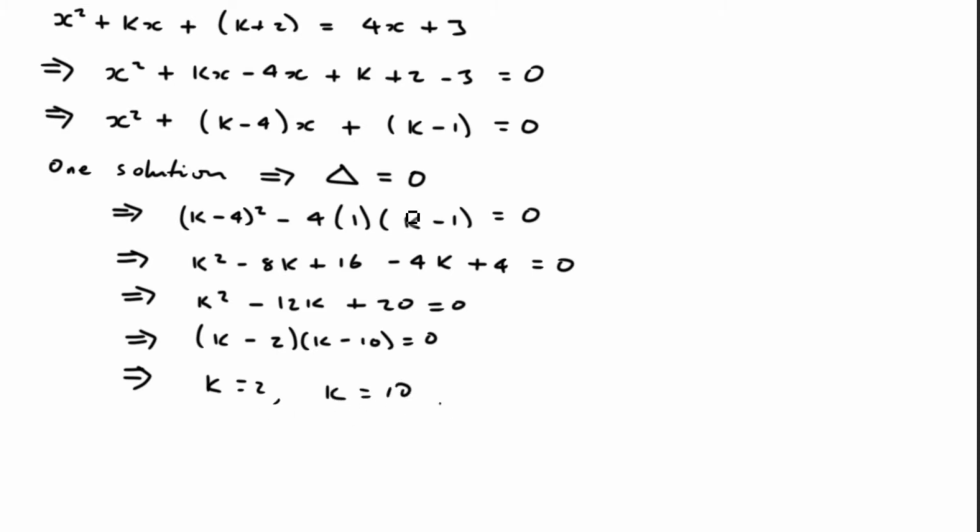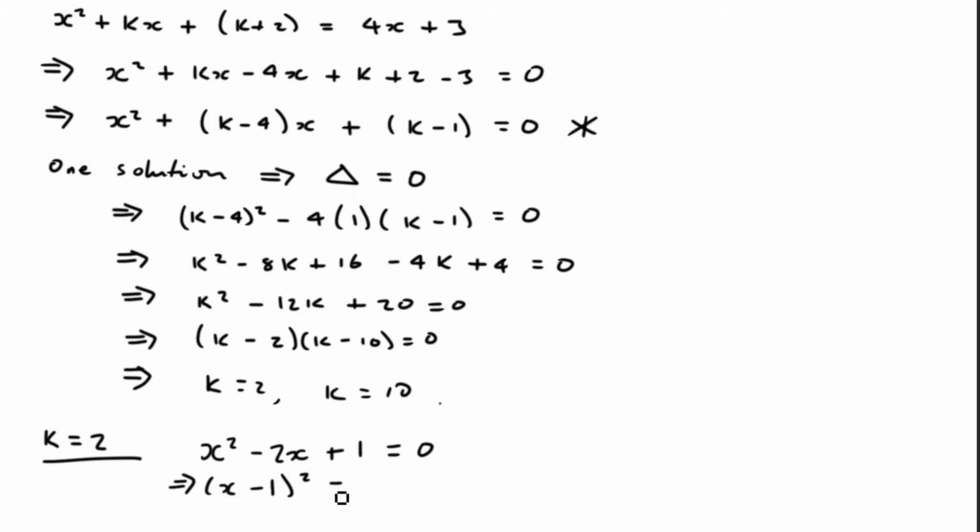How can we find the point of intersection for these values? Let's do them one at a time. If k is 2, what do we have? Well, we already have this quadratic equation on this line, which we know must be satisfied by the value of x. So let's see what that equation becomes when k is 2. We have x squared subtract 2x plus 1 is 0. That simplifies to (x subtract 1) squared is 0.